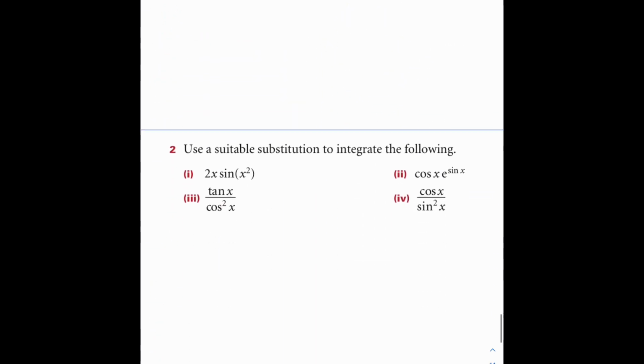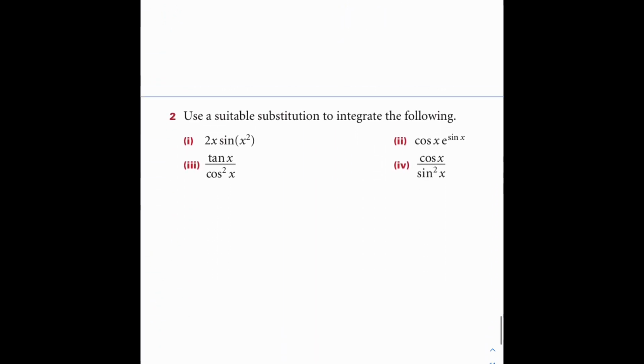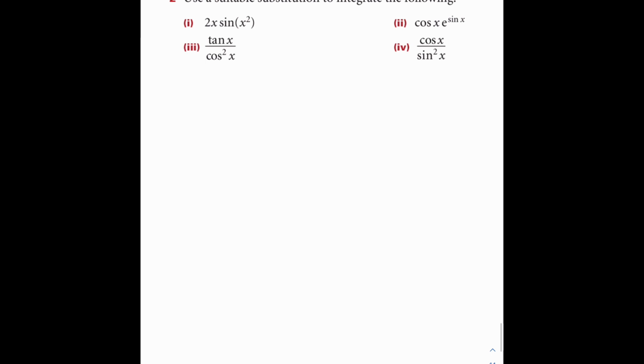Okay. Moving on to question number 2. Use a suitable substitution to integrate the following. In this question, they have not given us what we should take as u. So if I'm doing this question, I will take u to be x square. Okay, let's do it. The first one.